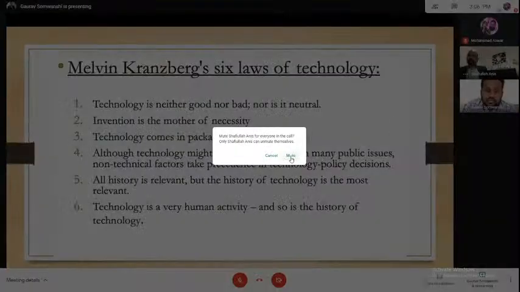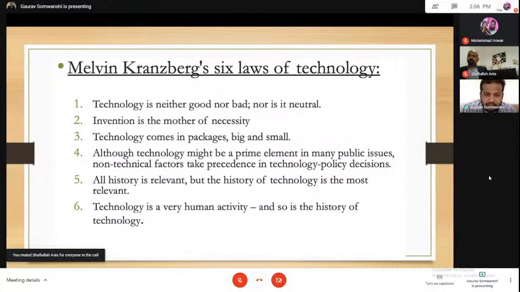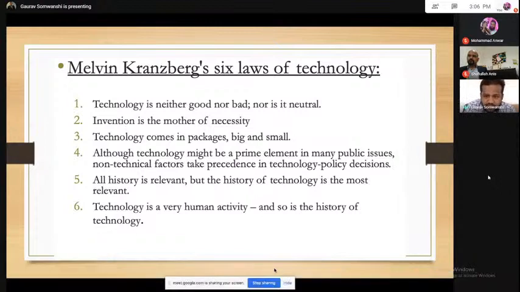Then the fourth point: although technology might be a prime element in many public issues, it is the non-technical factors which will take precedence in technology policy decisions. So, what is non-technical? Non-technical is every one of us. How we react to technology, how our ignorance or our knowledge, in either case, is what shapes the future of technology. All history is relevant, but the history of technology is the most relevant, and it is a very human activity.